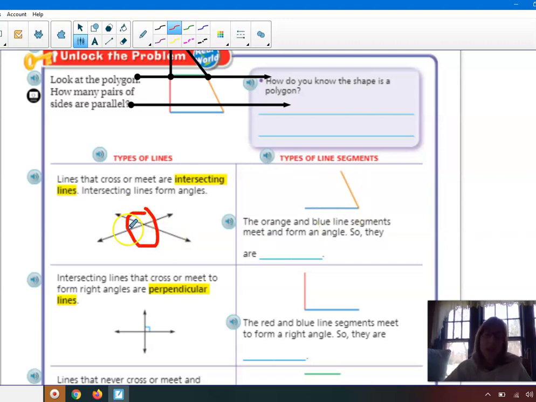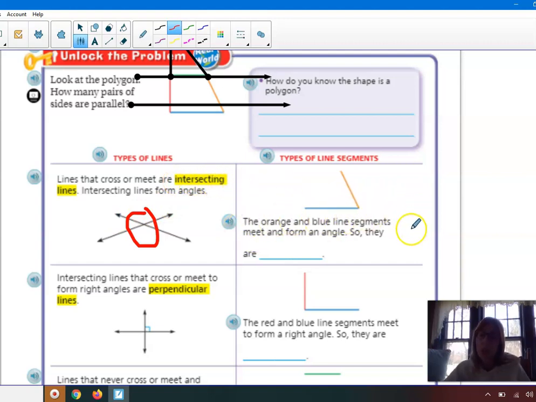So you can see here that this would be an acute angle, this would be an acute angle, but this right here would be an obtuse angle, and the bottom would be an obtuse angle. So you have intersecting lines that form angles. Sometimes they're 90-degree angles, and we're going to talk about that. That's a very special intersecting line. Other times they make acute and obtuse angles, and those are the intersecting lines.